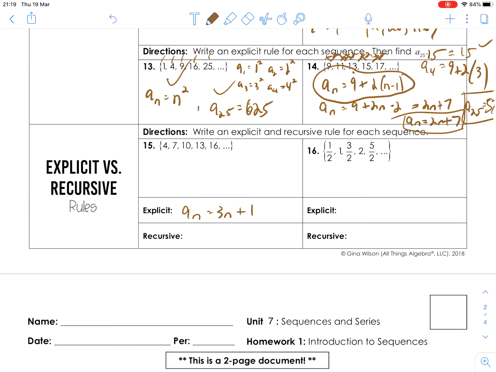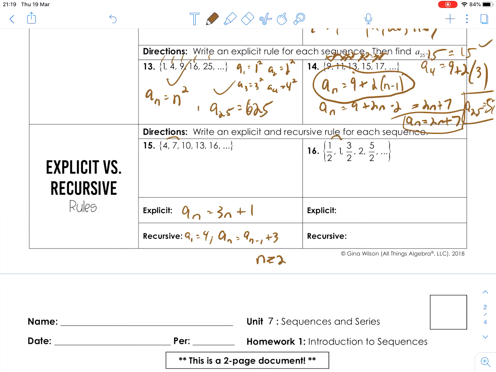All right, so let's do the recursive. Recursive says we need our first term to be 4, semicolon. And then a sub n is going to be equal to whatever the previous term was, plus the difference. And the difference is 3. All right, since we can't use 1, we have to say n is greater than or equal to 2. There we go.